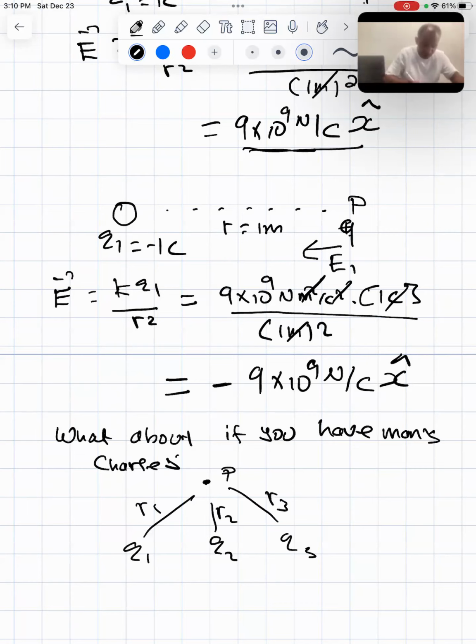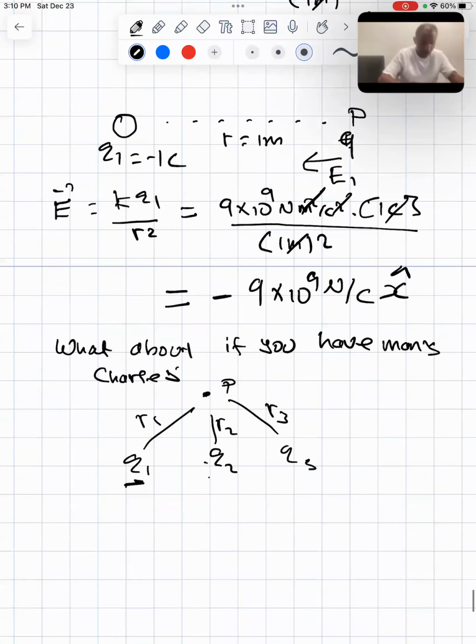So Q1 is going to create an electric field everywhere. Q2 is going to create an electric field everywhere. Q3 is going to create an electric field everywhere. So Q1 also creates an electric field at point P in space, Q2 creates an electric field at P, and Q3 also creates an electric field at P. Each charge does. So how can I find the electric field?